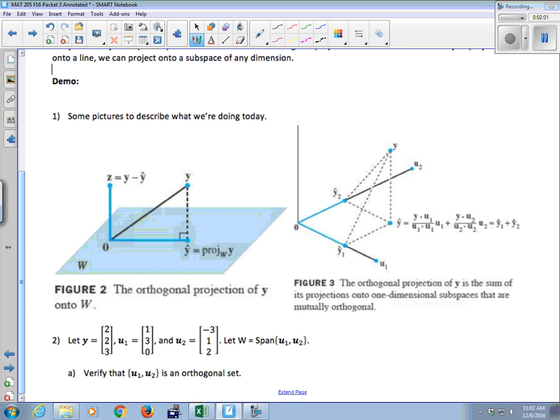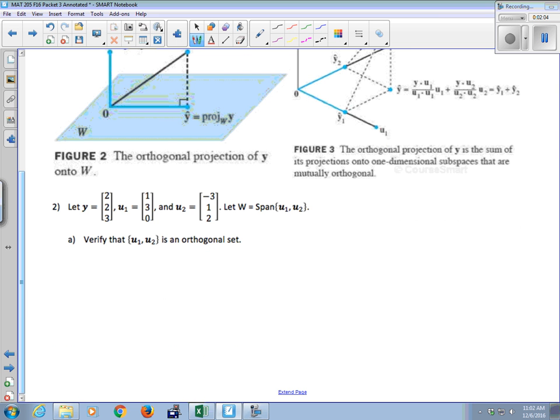Okay, so here's my example. I have y, u1 and u2, and I have a plane that is the span of u1 and u2. So it's a plane in R3 spanned by these two vectors. And in order to use my formula for finding y hat, u1 and u2 have to be an orthogonal basis. We know that it's a spanning set. It's linearly independent. You can tell by looking at them because one isn't a multiple of the other. So we know it's a basis. So we just have to show that they're orthogonal.